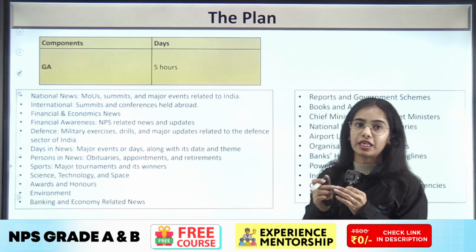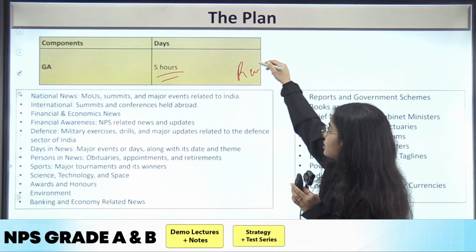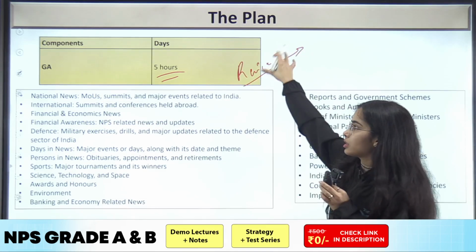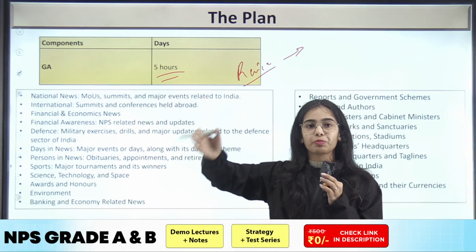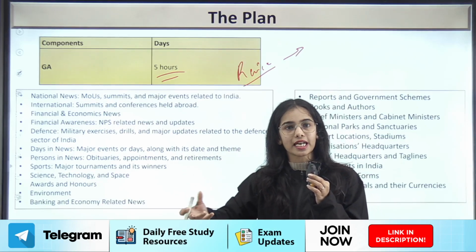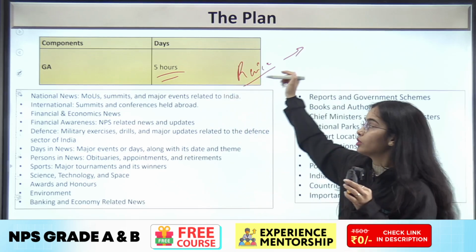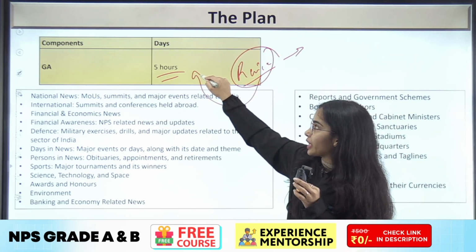Okay, now coming to GA. In GA, 5 hours are given to you. So in this you have to revise the previous coverage that you have done of the previous months of January. Whatever coverage you have done of January, you have to revise that. So for the revision of the previous months, the 5 hours are allocated to you.